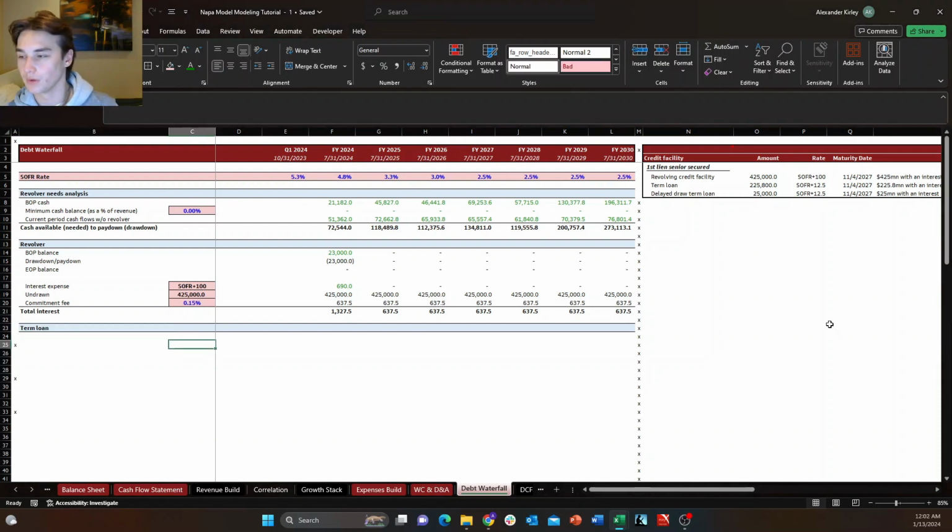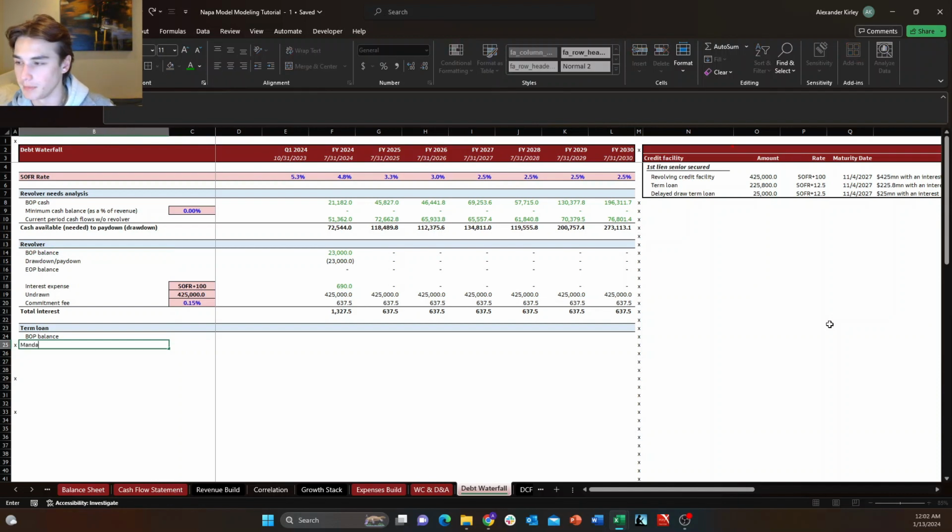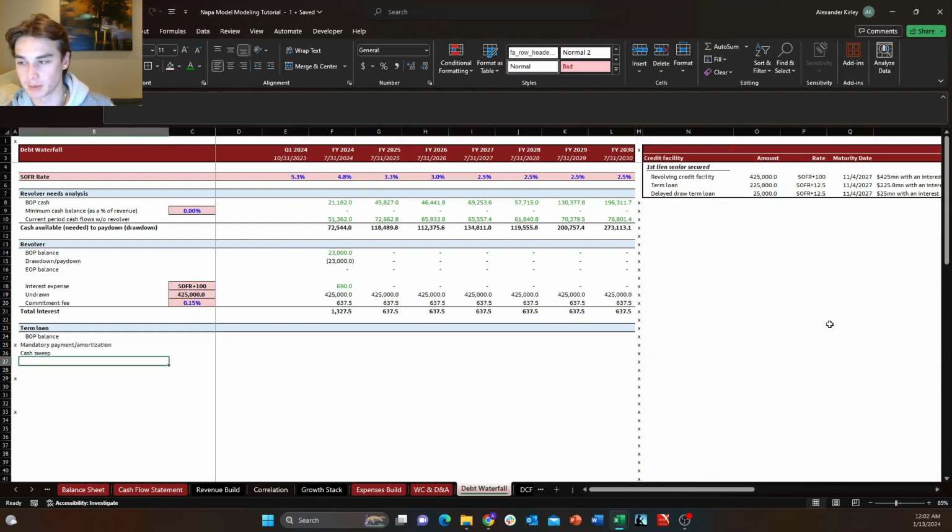So the first thing we'll do is our beginning period balance. And then we want to get into that mandatory payment slash amortization feature. Then I'll also insert the cash sweep here, which we'll talk about later. I mentioned earlier how they have the ability to pay down; this is referred to as a cash sweep. And then we have our end of period balance and our interest expense.